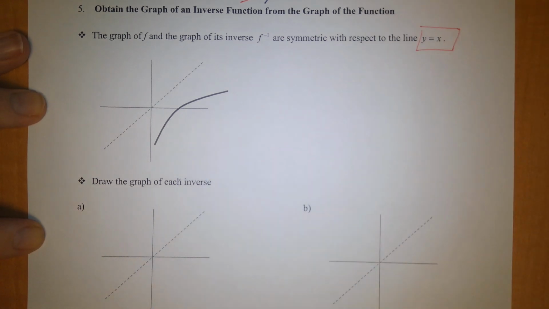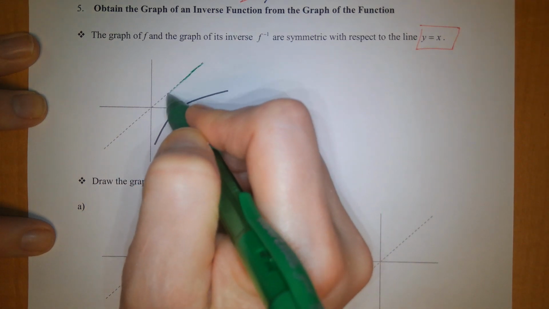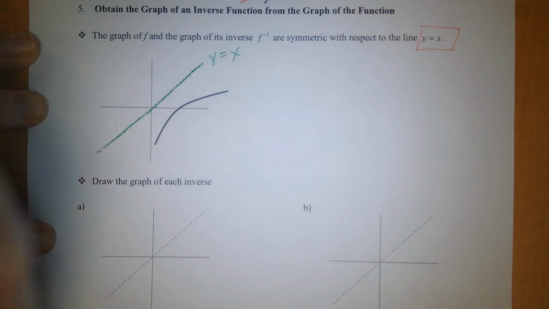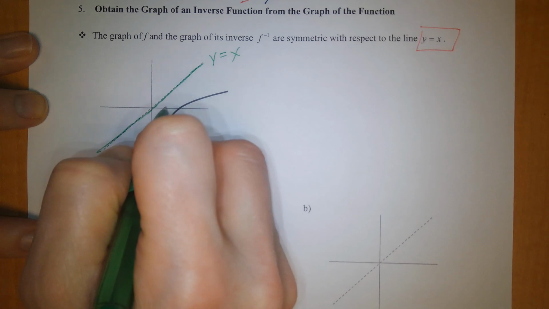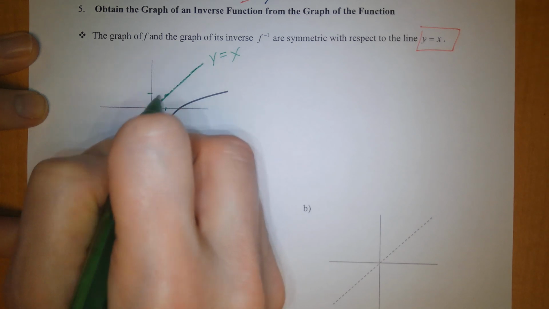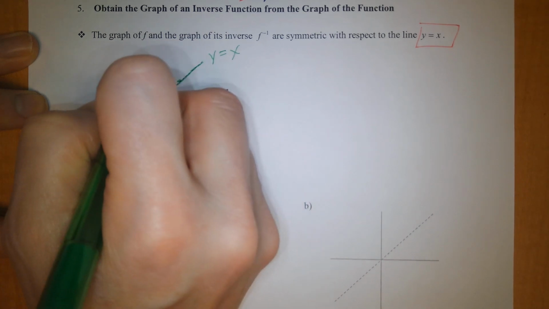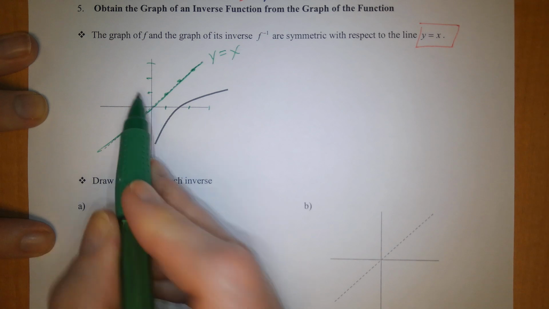Okay, this line I will draw in green. You can see it's the dotted line right here. So this line is y equals x. It's the inverse line. For every x, there is a y. So for example, (1, 1) is on the graph. (2, 2) is on the graph. (3, 3) is on the graph. So every x equals the same value of the y.